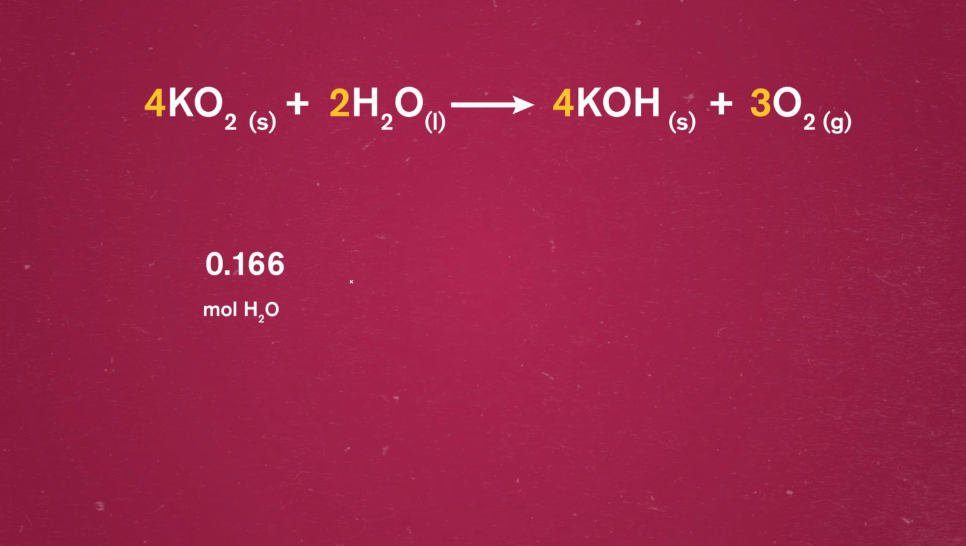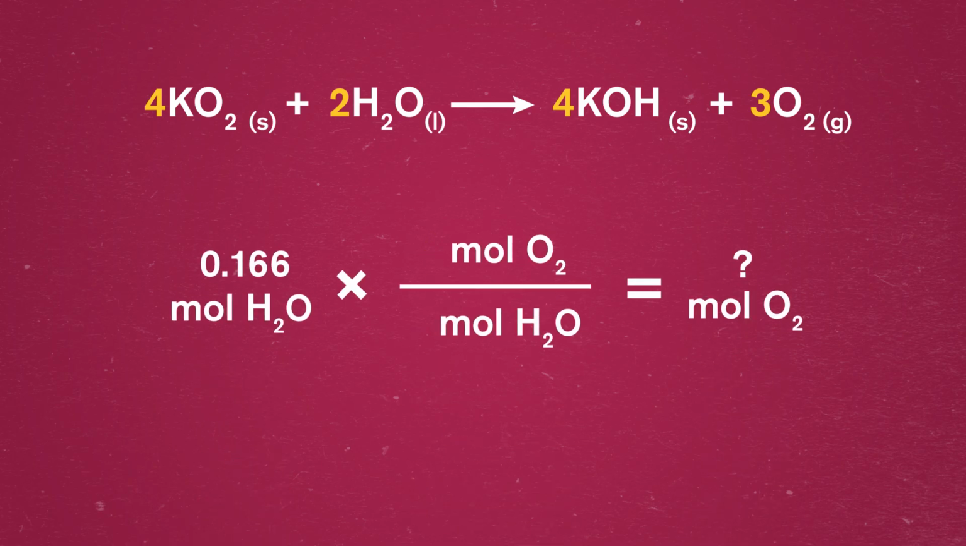Now, we need to do the exact same calculation setup for 0.166 moles of water. At this point, we know the drill. We need a mole ratio, this time between oxygen and water, with water on the bottom so it cancels out. When we multiply and cancel units, we get 0.249 moles of oxygen produced by H2O.